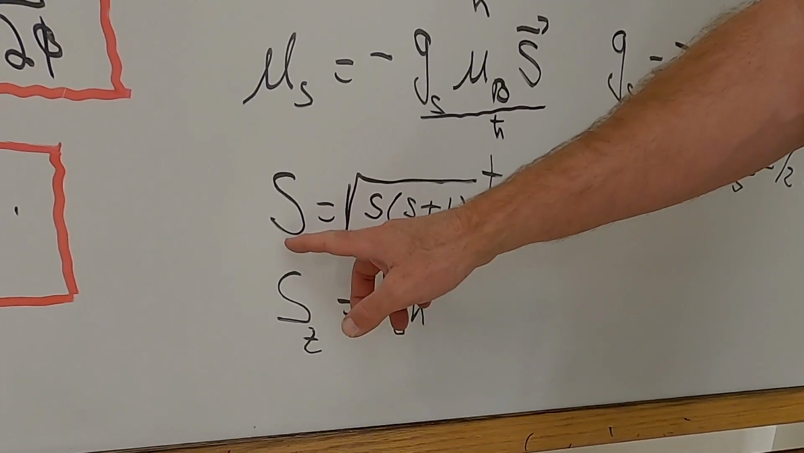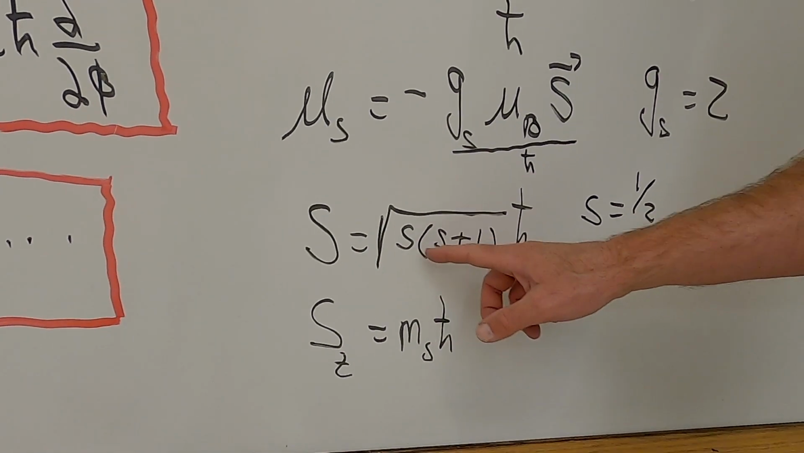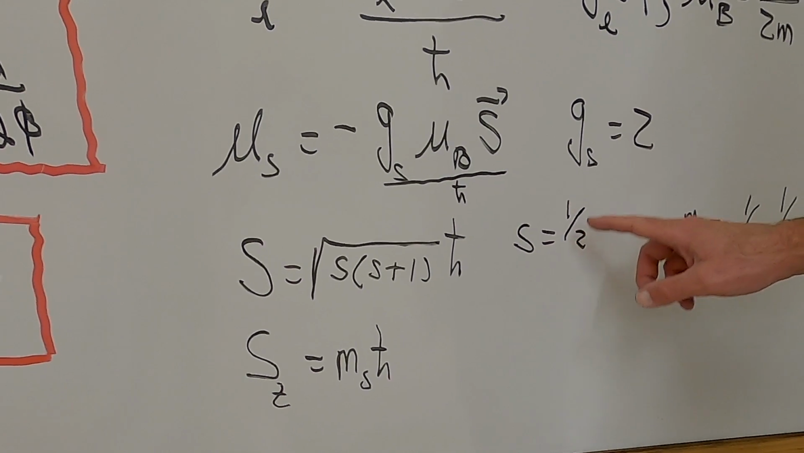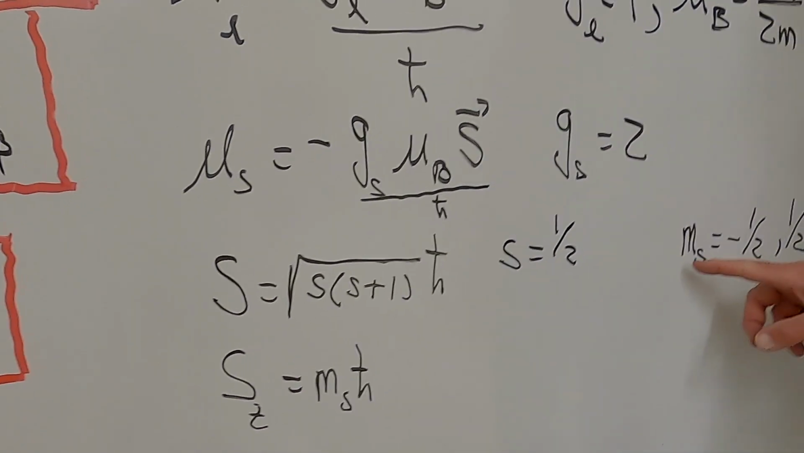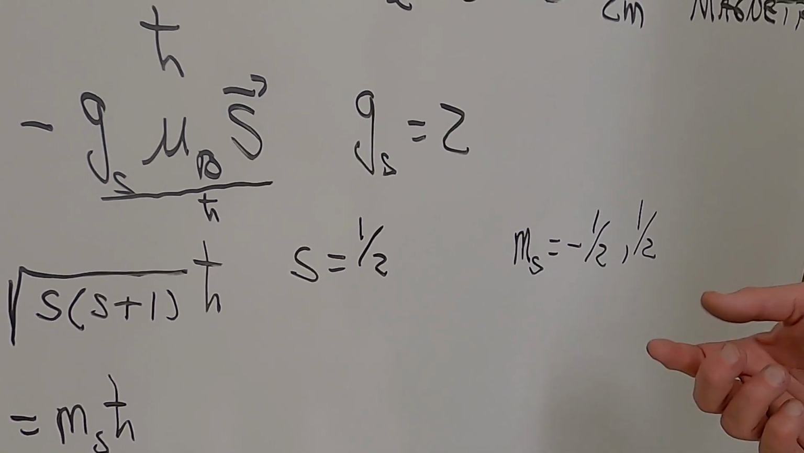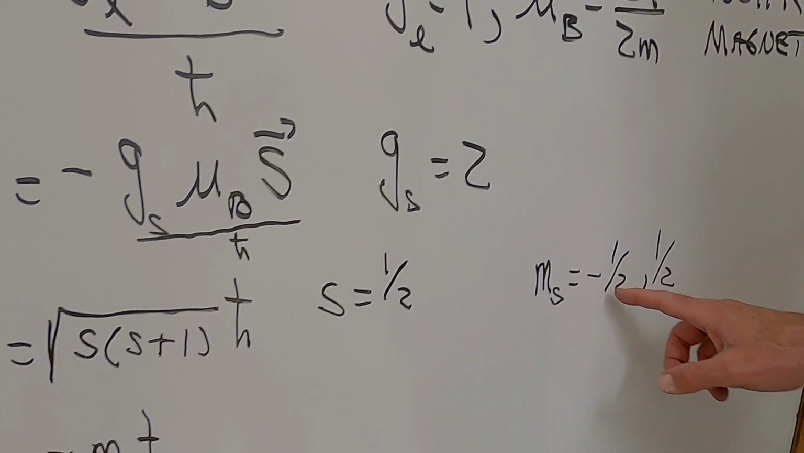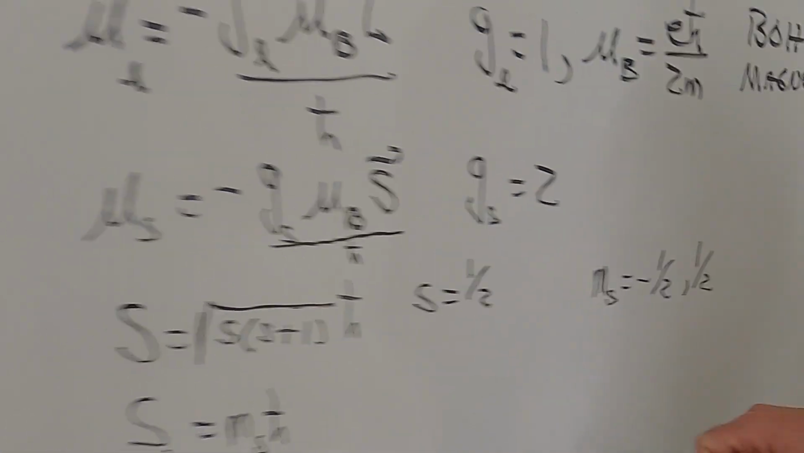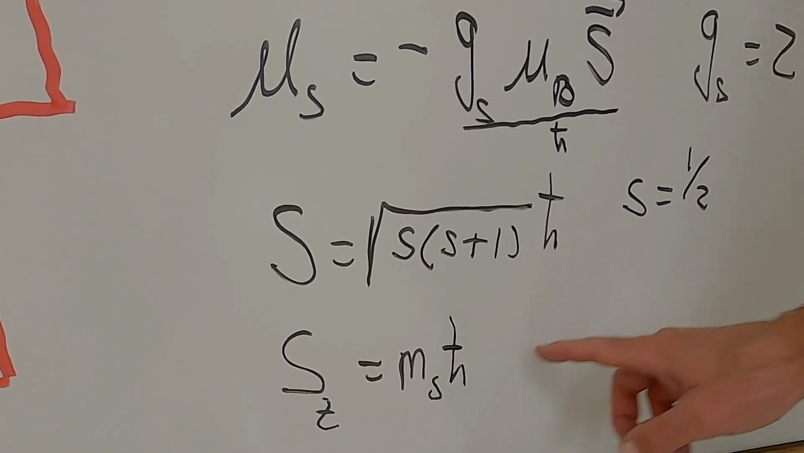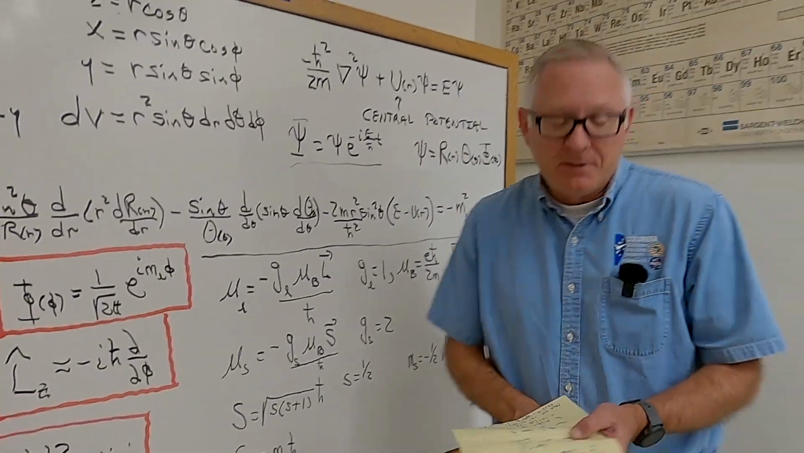And just like we had with L, we also have S equals the square root of little s times s plus 1, times h bar. But in this case, s can only be 1/2. And we also know that m sub s goes from minus s to plus s in steps of 1. So that really means it can only be two values, minus 1/2 and plus 1/2. And then the z component is m sub s h bar, which is plus or minus h bar over 2, exactly what we had for our ups and downs.